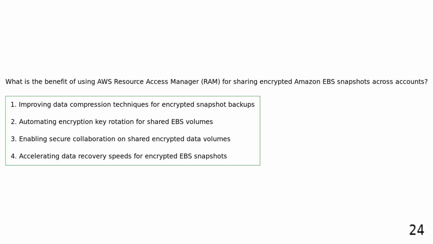What is the benefit of using AWS Resource Access Manager for sharing encrypted Amazon EBS snapshots across accounts? Improving data compression techniques for encrypted snapshot backups. Automating encryption key rotation for shared EBS volumes. Enabling secure collaboration on shared encrypted data volumes. Accelerating data recovery speeds for encrypted EBS snapshots.